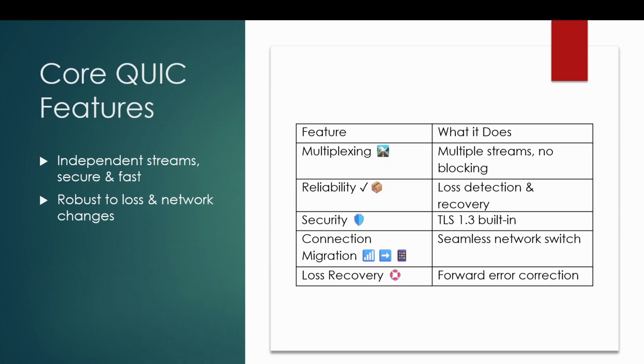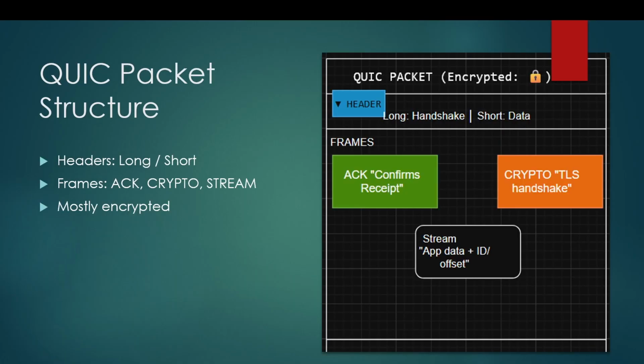QUIC ensures reliability with packet loss detection and uses TLS 1.3 for security, as I've said, and supports connection migration with what's called unique connection IDs, so your session persists during network switches. It also uses advanced congestion control, like the BBR algorithm, which adapts to network conditions better than TCP's older methods, optimizing throughput, plus QUIC's loss recovery, like forward error correction, which helps with spotty networks.